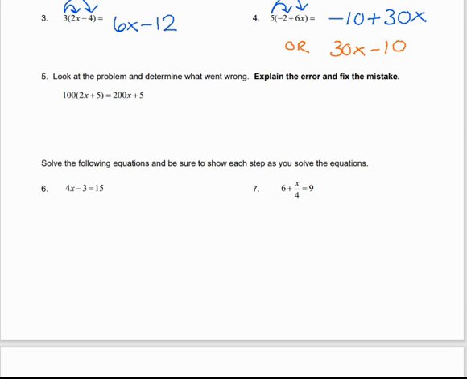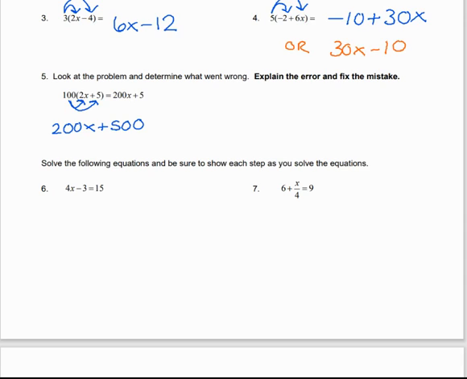All right, so let's hear from someone. We've heard from Max and Moses today so far. Let's hear from somebody else. What happened here? They didn't distribute the 100 to the 5. Beautiful and perfect explanation too. So they did not distribute the 100 to the 5, right? If we do this properly, 100 times 2x is 200x. And 100 times 5 is positive 500. So there's the correct answer. So explain the error and fix the mistake.